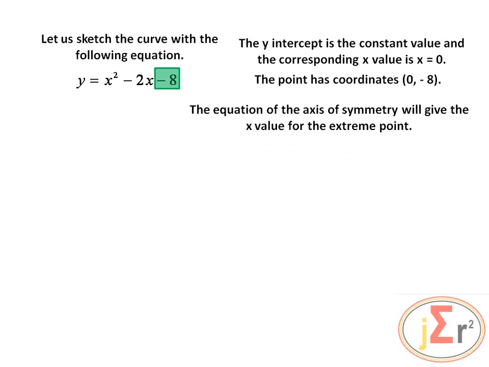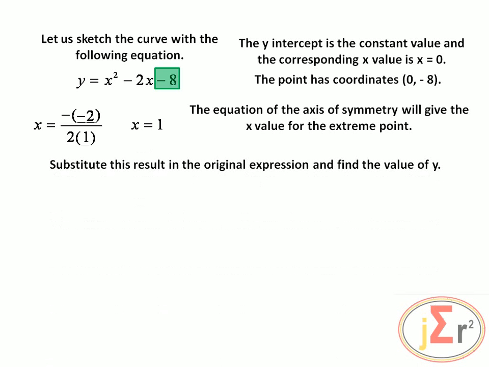The equation of the axis of symmetry will give the x value of the extreme point. So we are going to use the axis of symmetry this time instead of the completed square. So of course we have what? Our template, in which we should have negative b over 2a. What is the value of b in this case? Negative 2. What is the value of a? No coefficient there. So the value of a is considered to be 1. So x is equal to 1.